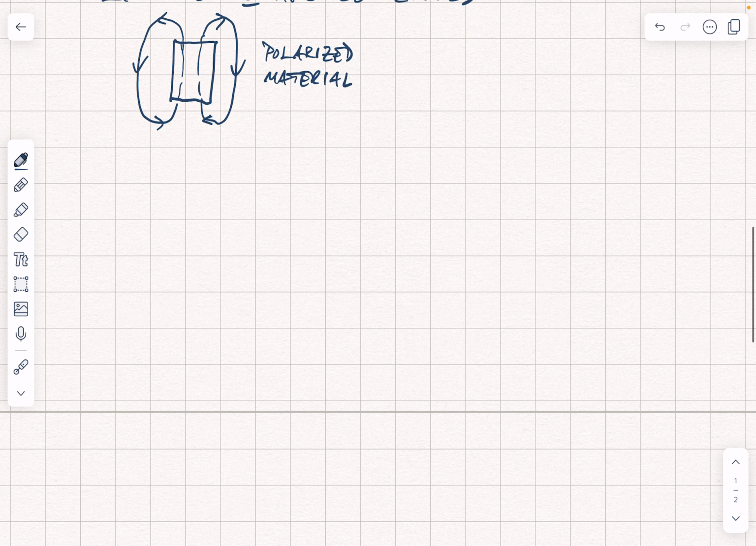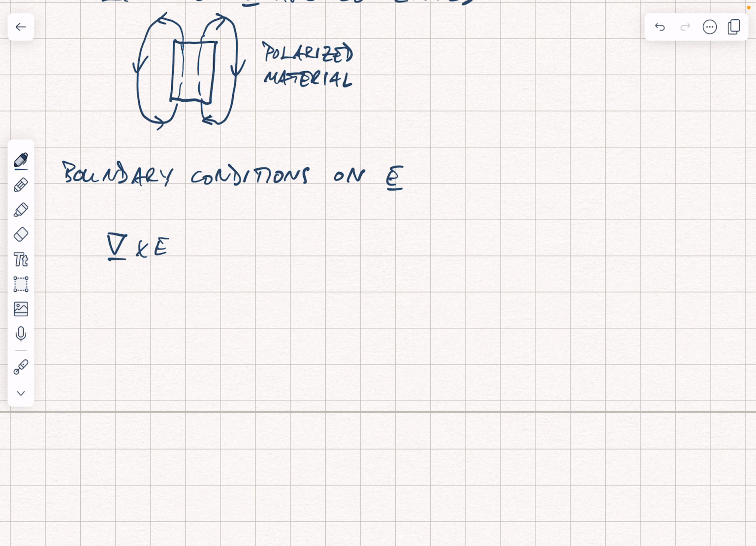So now let's think about boundary conditions on E. And what we're going to do is use a different Maxwell equation, as you might expect. We're going to use curl E, and that would normally be the curl of E is equal to minus dB by dt. Now, at this point in the course, we're considering static fields, so we could argue that dB by dt is equal to 0, but actually we'll see that it doesn't matter what's on the right-hand side because it doesn't contribute.